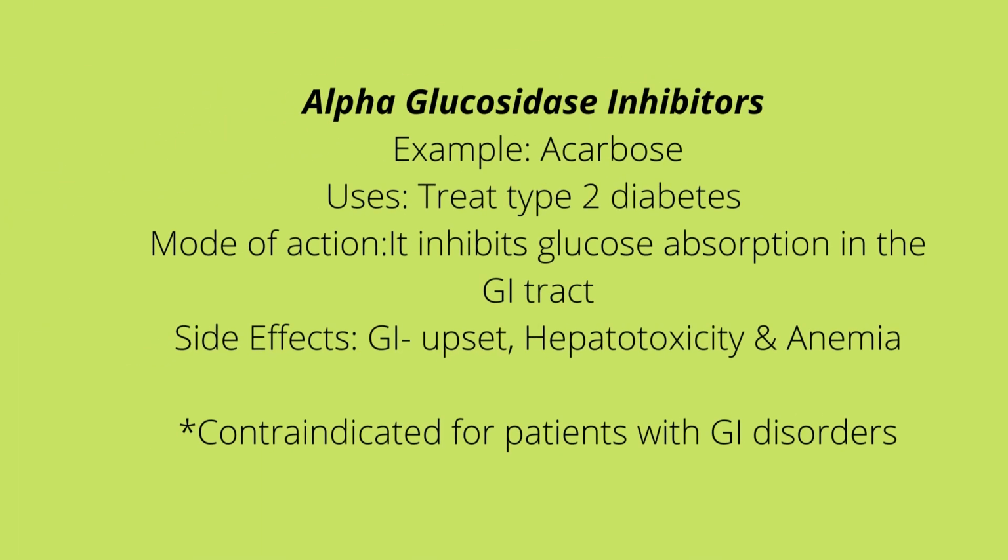Alpha-glucosidase inhibitors. Example is acarbose. It's also used for type 2 diabetics. Its mode of action is that it inhibits glucose absorption in the GI tract. Side effects include GI upset, hepatotoxicity, and anemia. Always remember that it's contraindicated for patients with GI disorders. Patients should take it 3 times daily with meals, with the first bite. So it should be taken with each meal the patient takes.